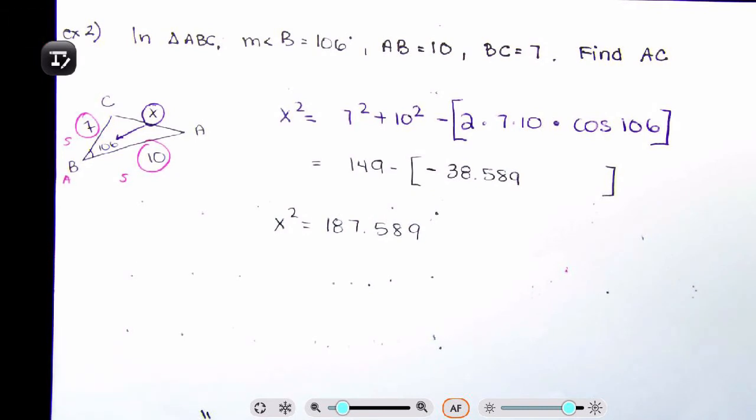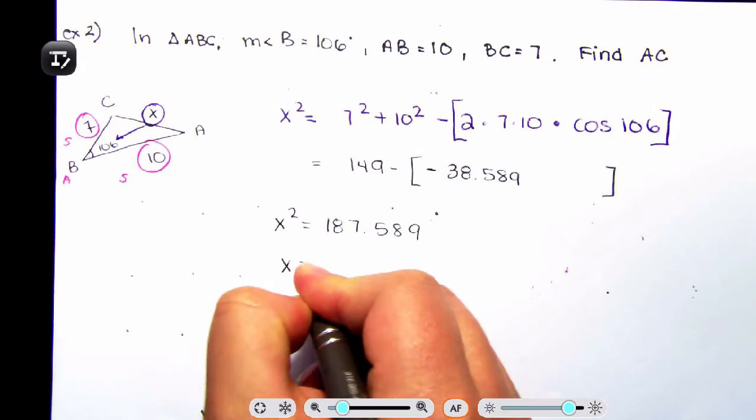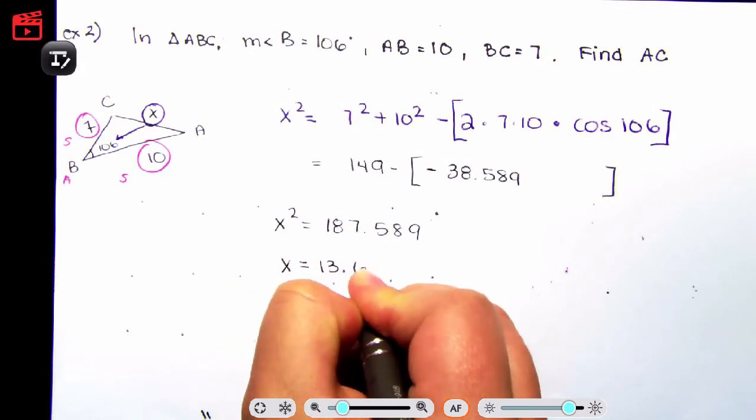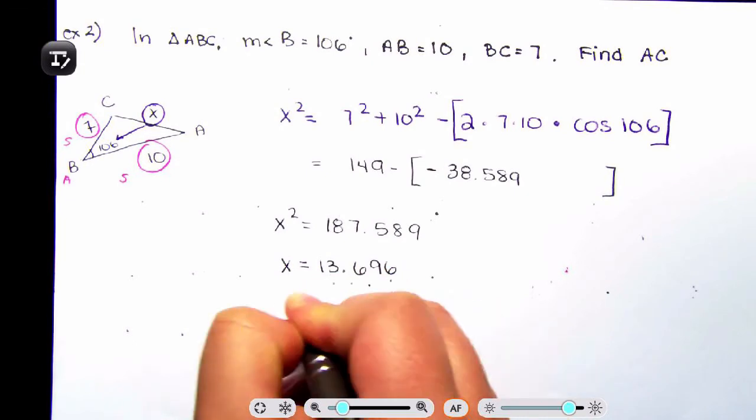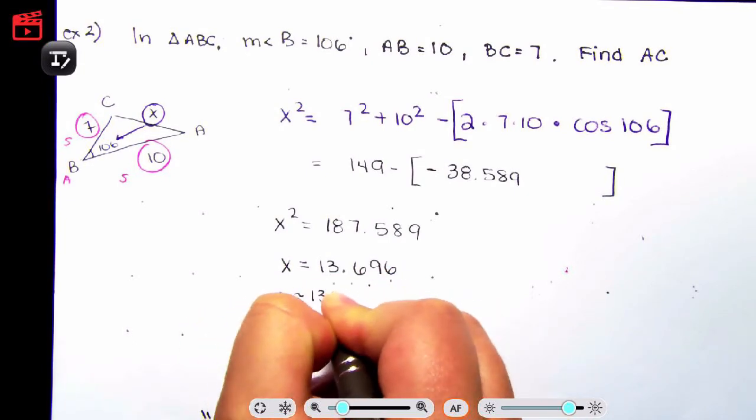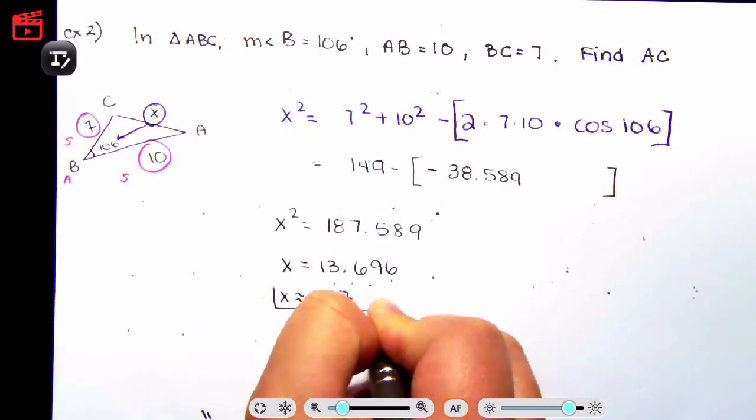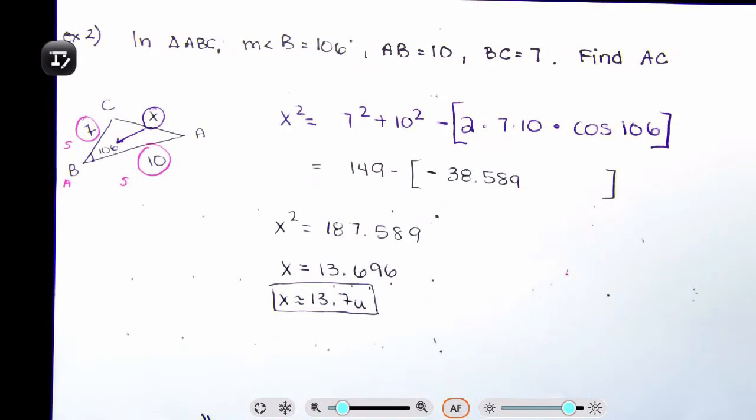And that gives me an approximate side of 13.69, or you can do 13 because the next one is 6. So you can do x is approximately 13.7. And again, units, it's not giving us the units.